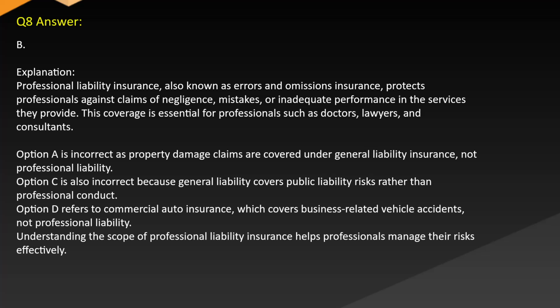Answer. B. Explanation. Professional liability insurance, also known as errors and omissions insurance, protects professionals against claims of negligence, mistakes, or inadequate performance in the services they provide. This coverage is essential for professionals such as doctors, lawyers, and consultants. Option A is incorrect, as property damage claims are covered under general liability insurance, not professional liability. Option C is also incorrect because general liability covers public liability risks rather than professional conduct. Option D refers to commercial auto insurance, which covers business-related vehicle accidents, not professional liability. Understanding the scope of professional liability insurance helps professionals manage their risks effectively.